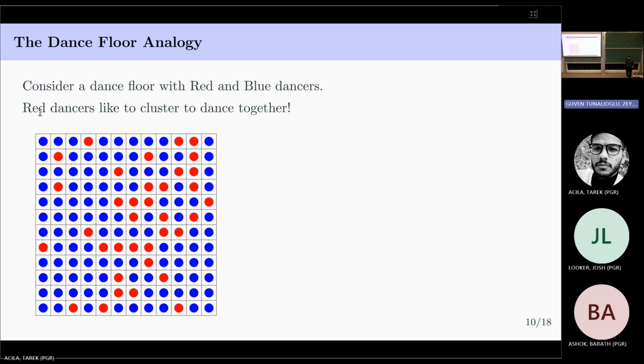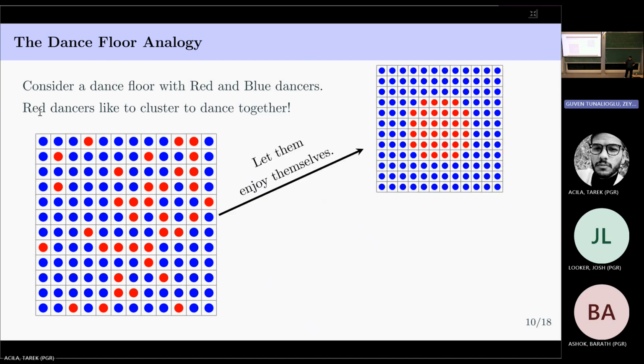Assume you own a dance floor, okay? And you have two kinds of people dancing on that. Let's say red dancers and blue dancers. And let's assume that the red dancers like to group together so they can maybe dance together, okay? Two things can happen here. If you just let them be, eventually, they will all group together and the system will stay at that point, okay?